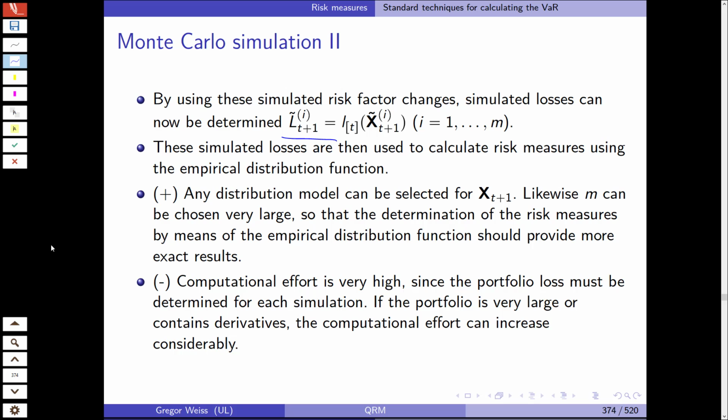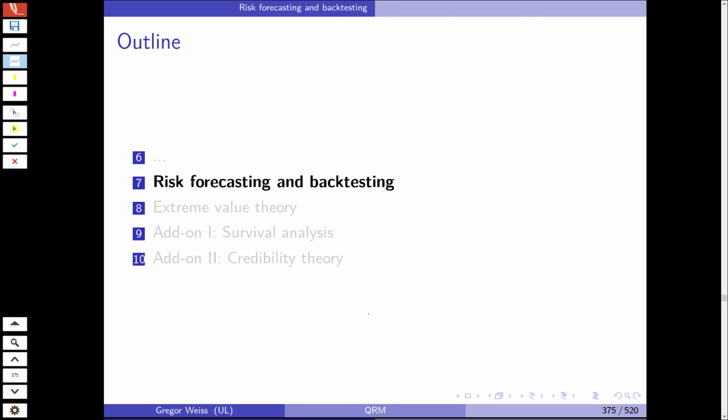The problem is you need a high computational effort. You need large computers to do this, and since the portfolio loss must be determined for each simulation, this takes some time. Energy companies, even large banks, usually have large computer grids for this, and they do this overnight because it takes such an amount of computation. So that's Monte Carlo simulation.